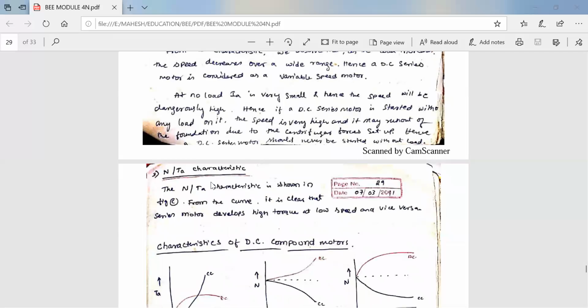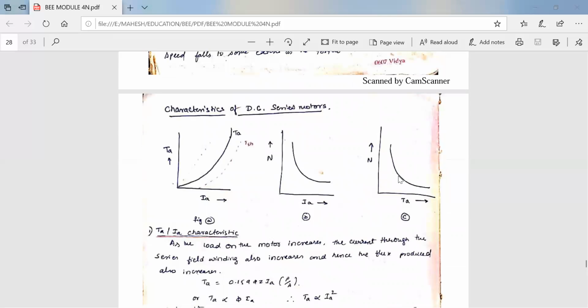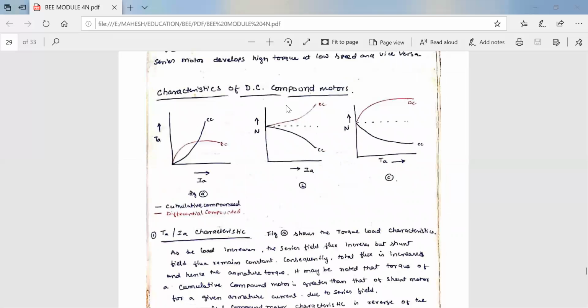And the last one: by observing the previous characteristics we can see that whenever the torque is high, the motor will possess very less speed. When the speed is more, the torque will be less. From the characteristic we can see that as the torque increases the speed of the motor decreases, meaning the variation is the same as in the DC shunt motor. This is not for your syllabus.